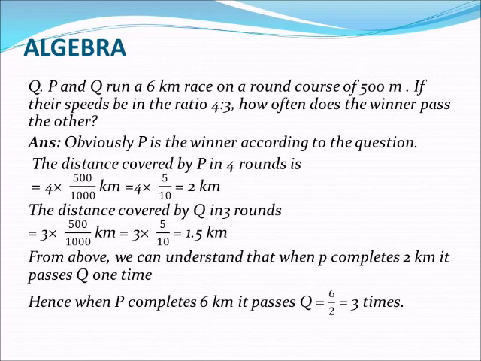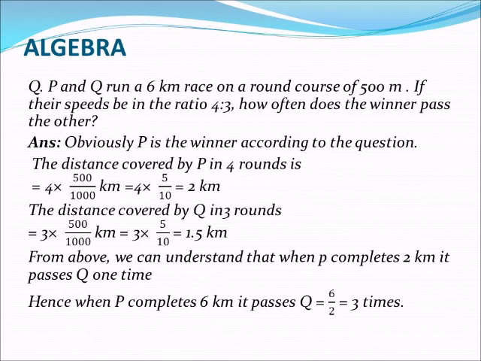Here we have got a new question. P and Q run a 6 km race on a round course of 500 meter. If their speeds be in the ratio 4:3, how often does the winner pass the other?